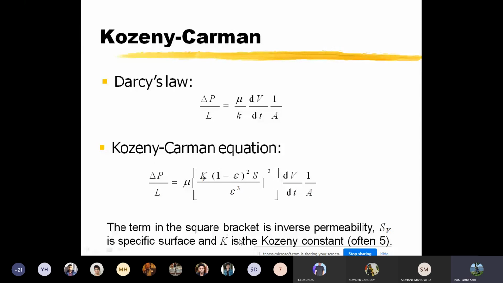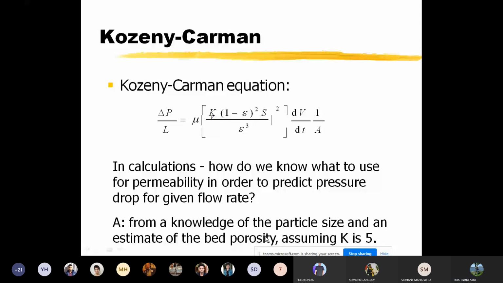Now we have substituted the value of K, which is permeability, right? Now the Kozeny constant, which is K, we generally consider for a spherical particle. For a spherical particle, the Kozeny constant is 5. So you can substitute K equal to 5. The equation becomes 5 into 1 minus epsilon whole square times S square divided by epsilon cube. Remember this is S square. This is the same equation, and you can use it for deriving the del P by L.